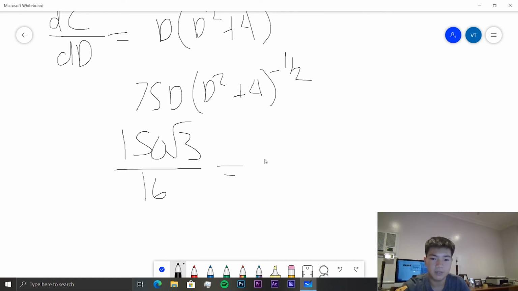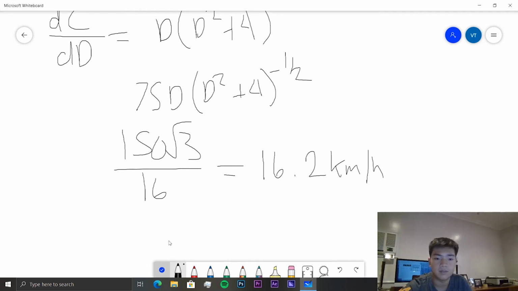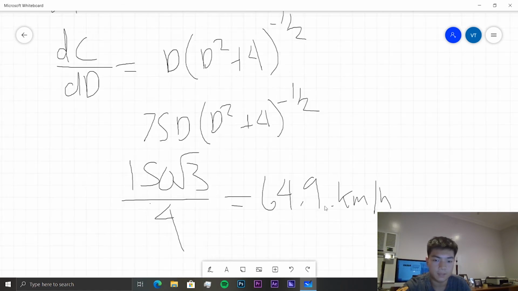So it's equal to 16.2 kilometers per hour. I think that is the rate of change. Or is it not? Oh, sorry, 4. Wait, so it should only be over 4. So this should be 64.9, since I forgot the square root. So this is like 64.9 kilometers an hour. That's the rate of change.